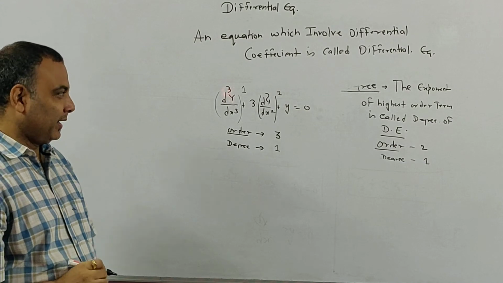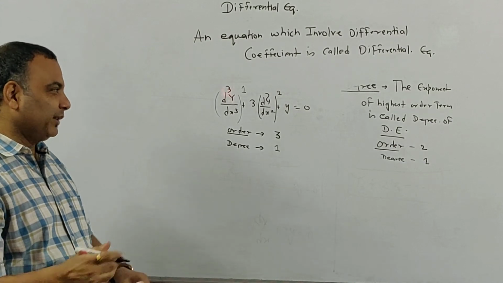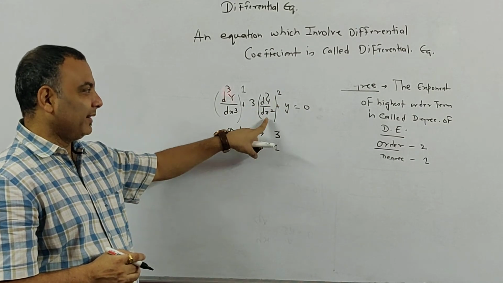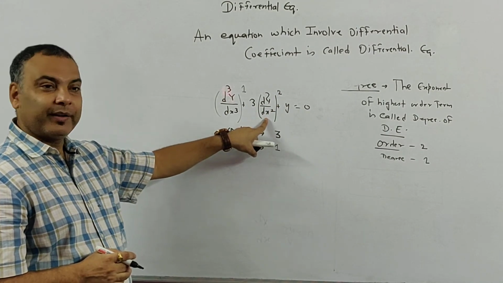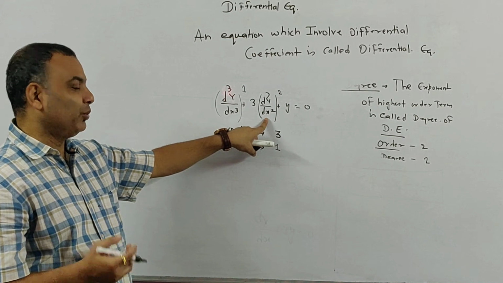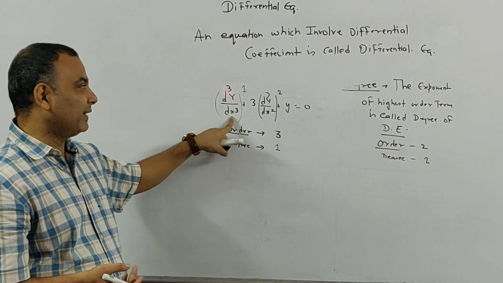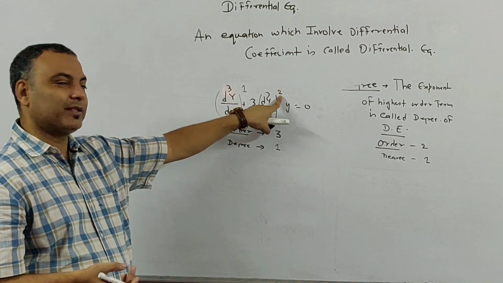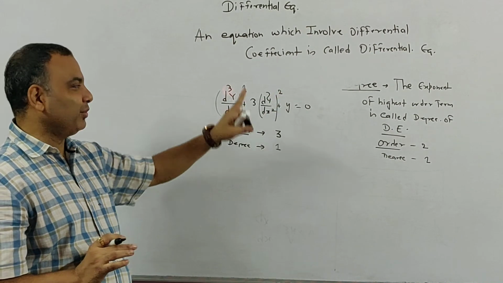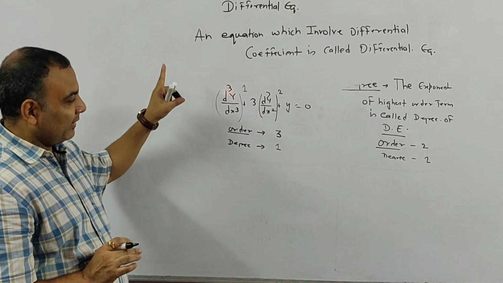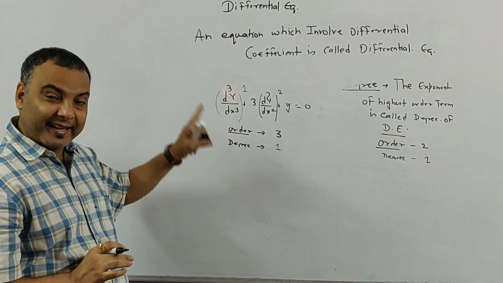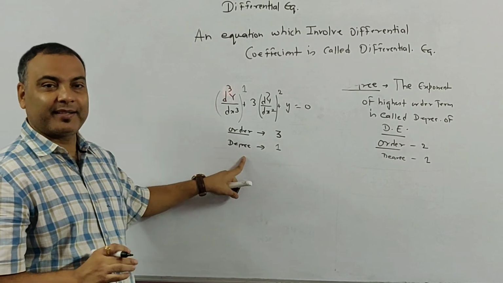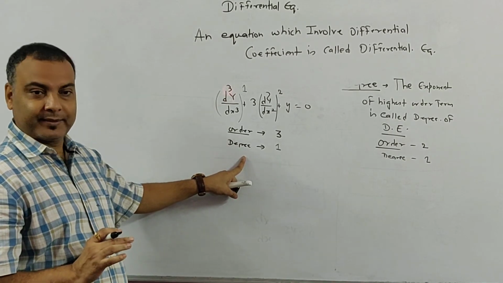Clear? Any problem? Now one more thing is there. Here the order of the differentiation is 2 in one term, and more than that we have a 3rd order derivative here. So this value will nullify. That means this value has no meaning here. We have to just go for the highest order derivative and the exponent of the highest order derivative. That is treated as the degree. This is the main important thing in this.